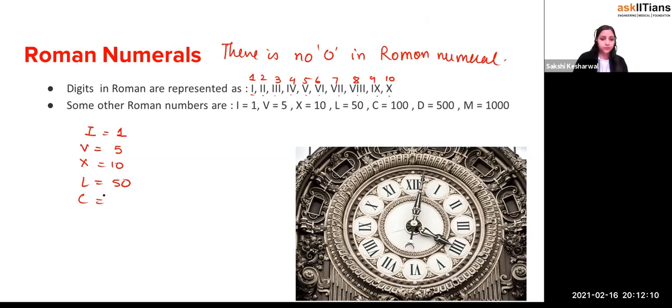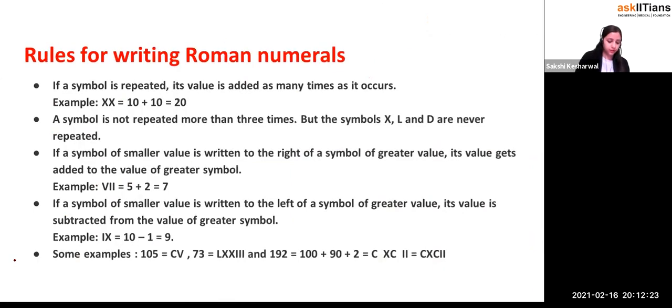C as 100. Okay, D as what, beta? 500, and M is equal to what, beta? 1000, right? So we'll be writing everything on this only, right? Okay, so let's come to this part, beta.